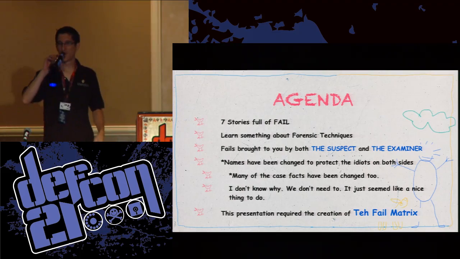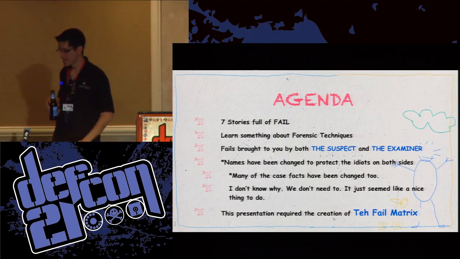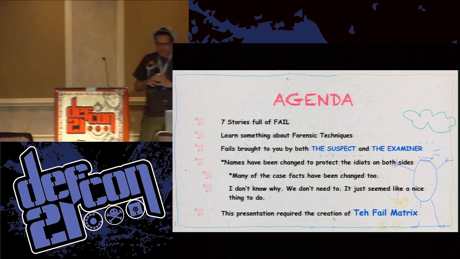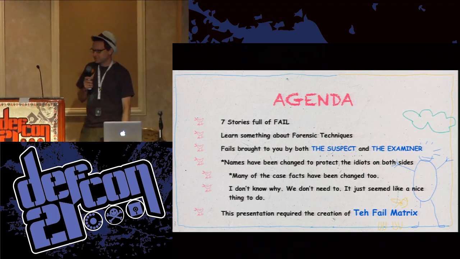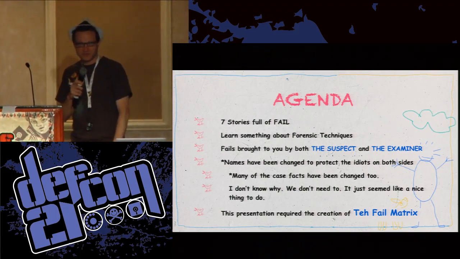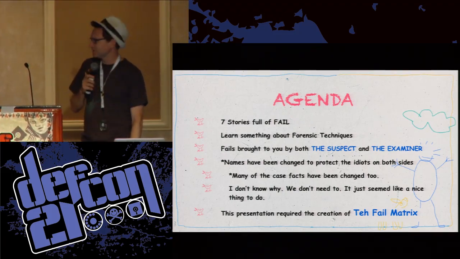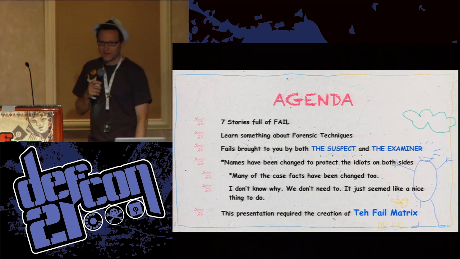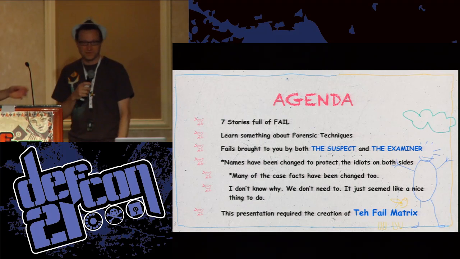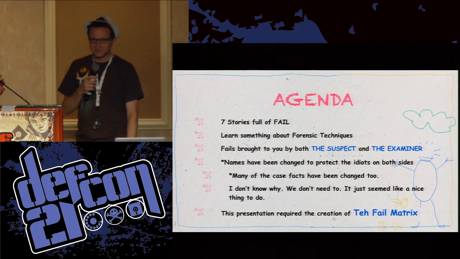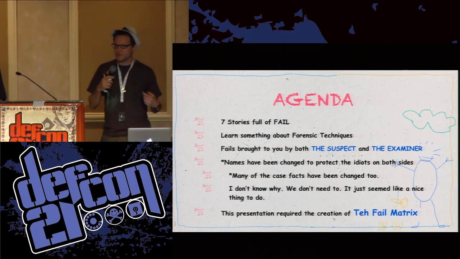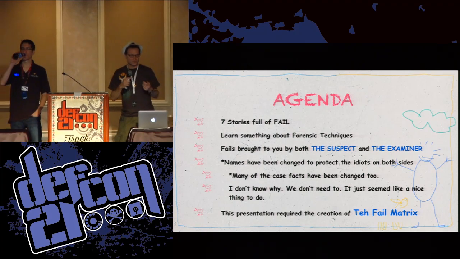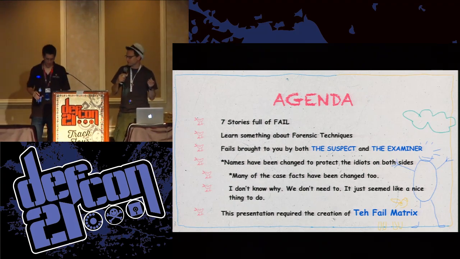All right, so our agenda today, we have got 7 amazing stories full of fail. We're going to learn something about forensic techniques, because that's what we do. And the fails today are brought to you by both the suspect and the examiner. And we'll get into that in a little bit. The names have been changed to protect the idiots on both sides. We've actually changed some of the facts to protect the idiots, and it seemed like a good thing to do, basically. But because fail was not just one-dimensional, we found many dimensions of fail in our research.